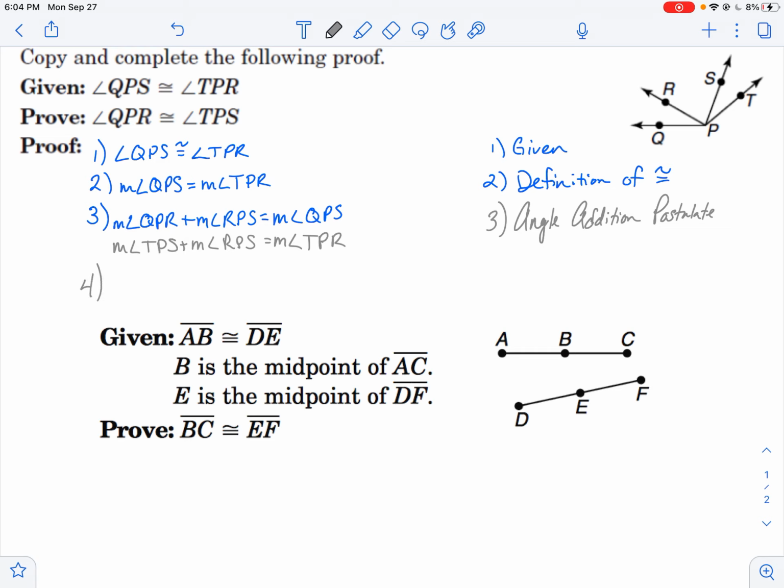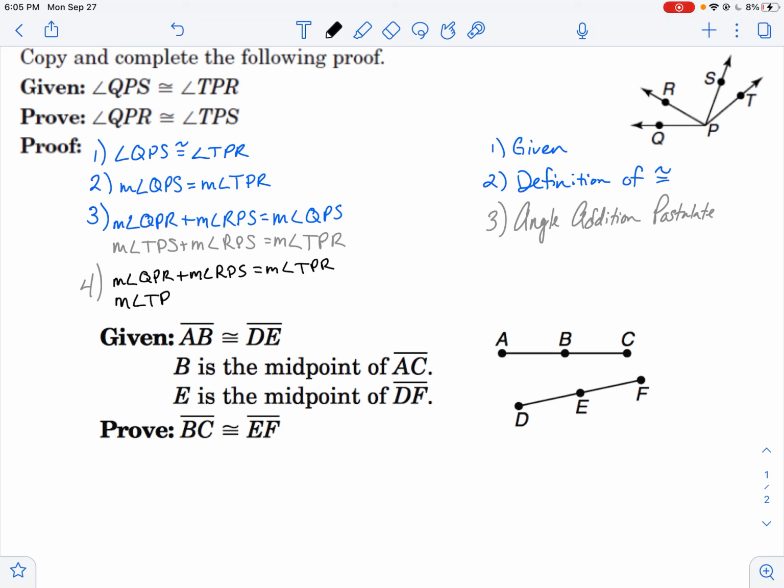And step 4, is there anything I can substitute? Well, let's look back at step 2. QPS equals TPR. So these two things are equal. So this is a step that is often skipped by students. I would like you to show this step. I'd like you to say QPR plus a measure of angle RPS equals a measure of angle, and I'm going to substitute TPR in there. You could also substitute QPS there. Doesn't really matter.